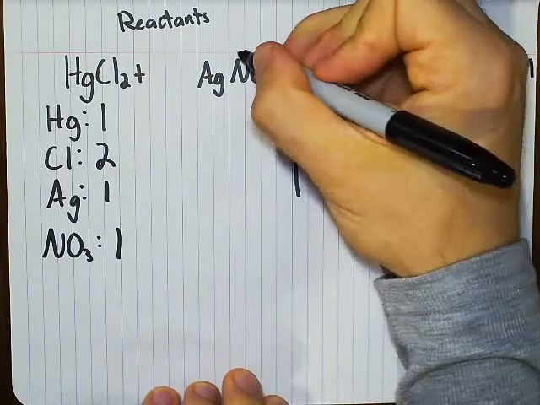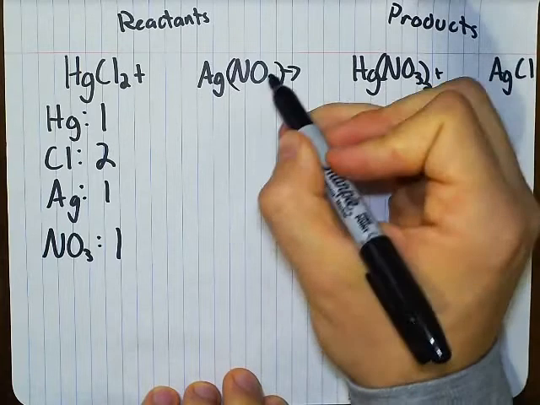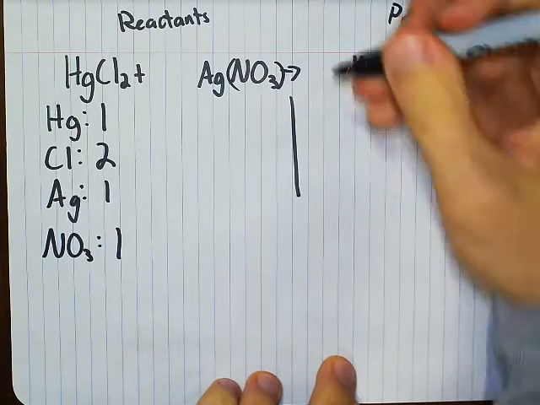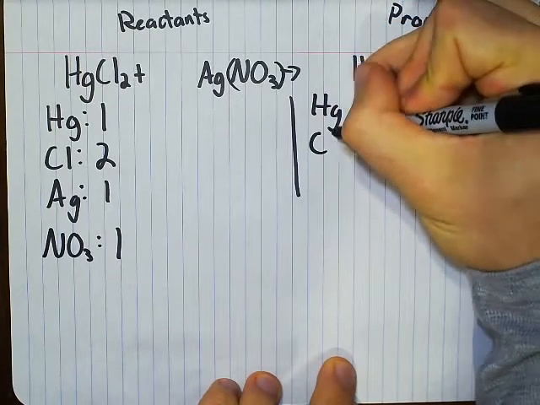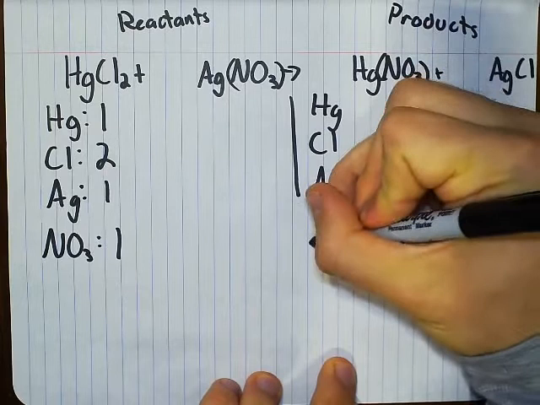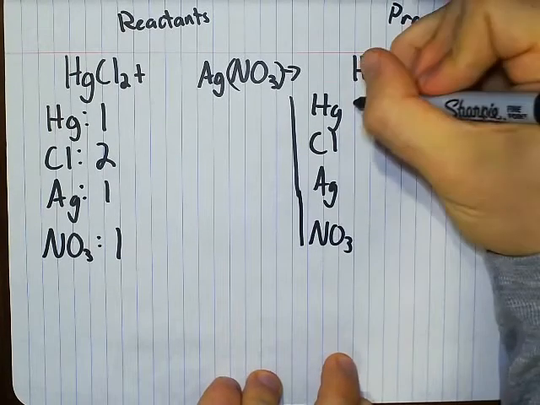So when I'm unbalanced, I did the tally. I keep this NO3 together. I don't care about the nitrogen and the oxygen. I care about the nitrate ion as a whole. If I do the same thing on this side, write it out the same way. Mercury, chlorine, silver, and nitrate.